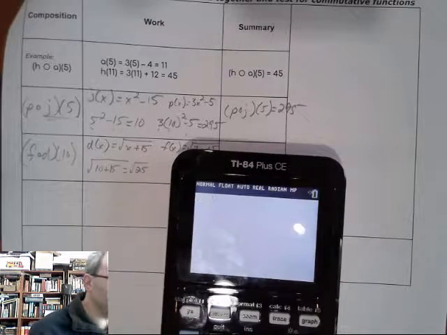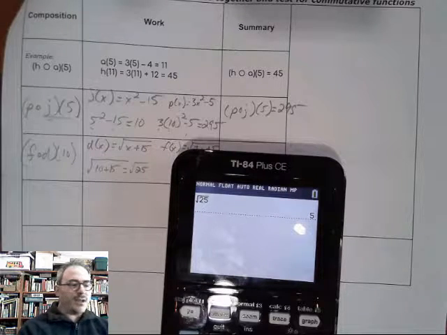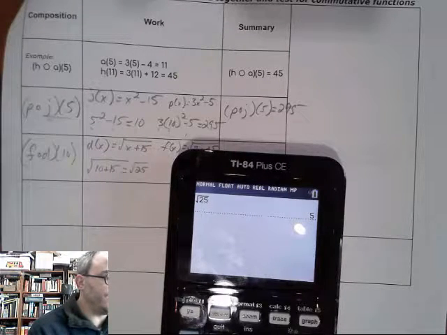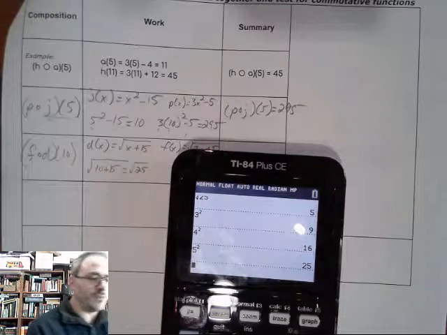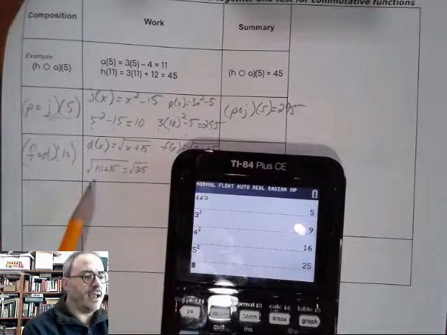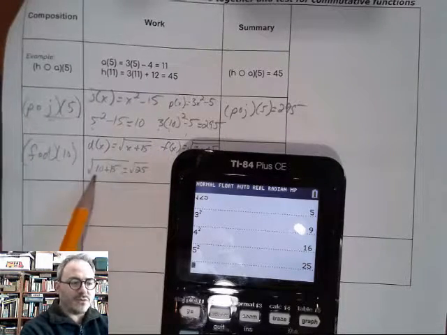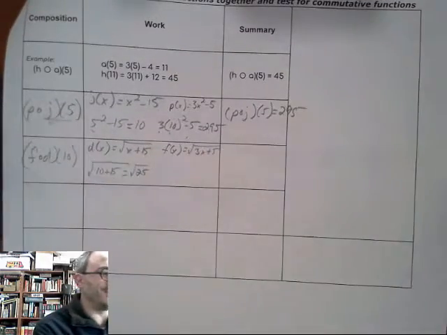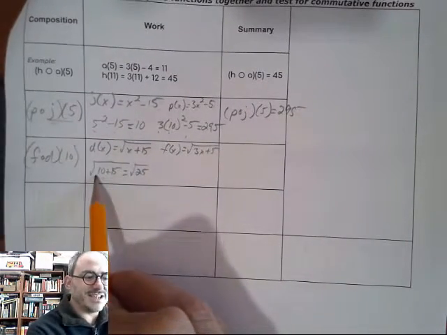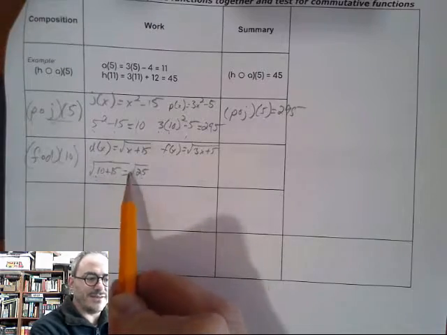If you don't know what numbers are perfect squares, then you need to play around with it: 3 squared is 9, 4 squared is 16, 5 squared is 25. And you need to pick a number which will get you to a perfect square to make a nice round number come out of a square root function. I picked 10 because 10 plus 15 is 25.